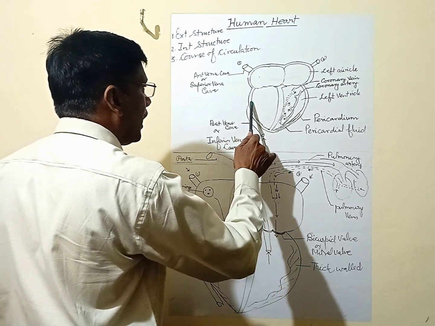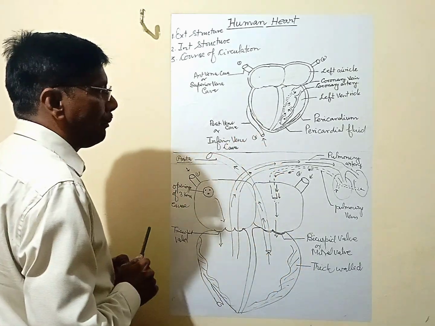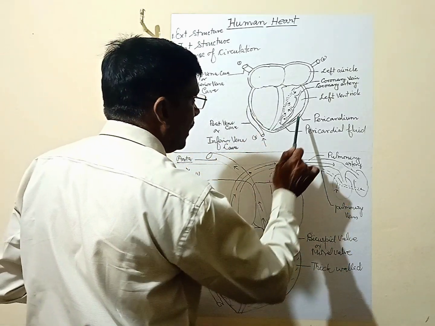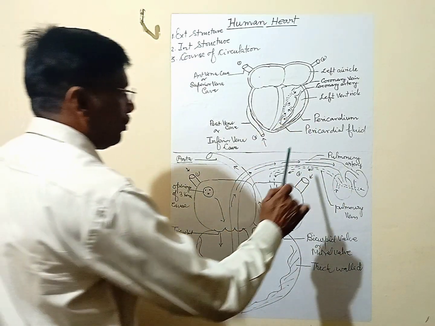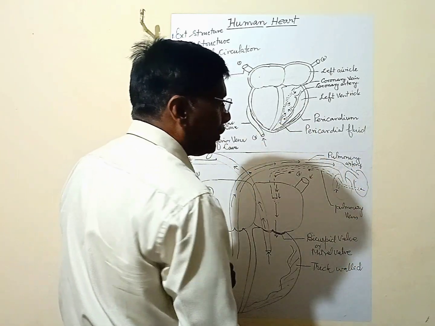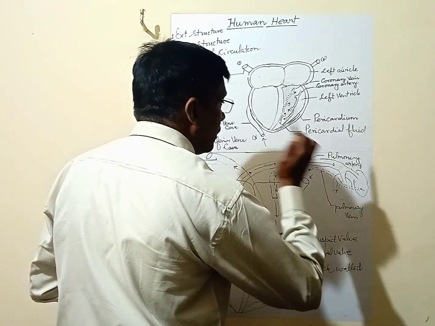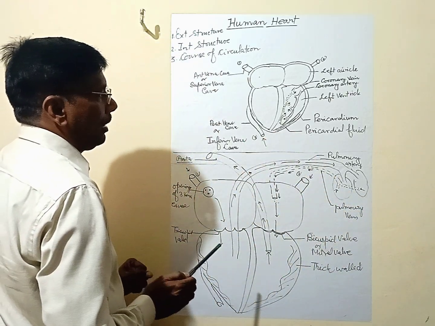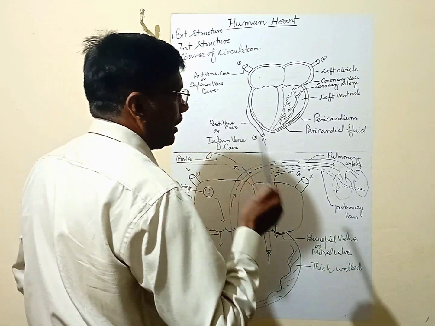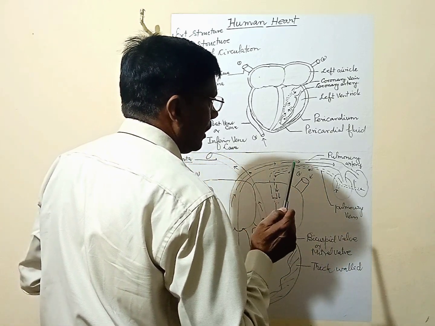And inside this membrane is the heart membrane. So one fluid is filled in between the heart membrane and the pericardium. That fluid is pericardial fluid. What is the function of this fluid? This fluid protects the heart from shocks and jerks. I hope it is clear.